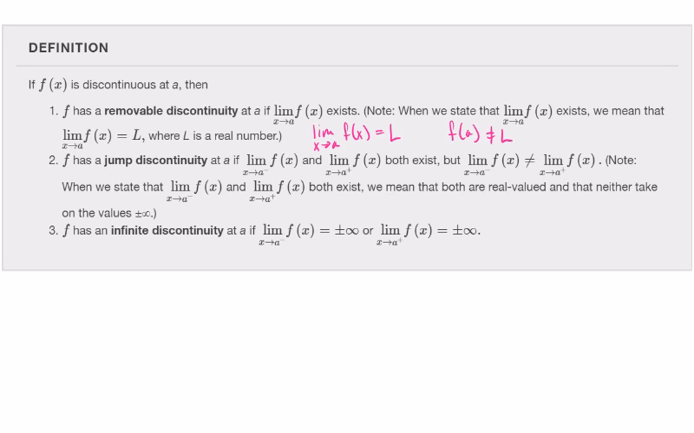Now with the jump discontinuity, what happens is that the limits from either side are not the same, right? The limit from the left is not the same as the limit from the right, and that's when we have a jump discontinuity. Okay. And then an infinite discontinuity is where we have some type of asymptote, to where the limit on one side or the other approaches positive or negative infinity, right? If that happens, then we have an infinite or an essential discontinuity, and that's where we have a vertical asymptote, right?